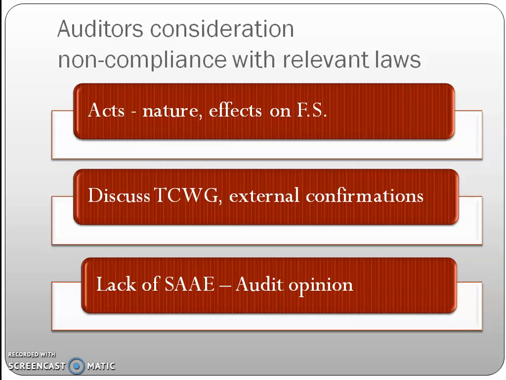If the auditor suspects that there may be non-compliance, the auditor shall discuss the matter with the management and those charged with corporate governance, and obtain external evidence through confirmation. In such cases, the auditor shall obtain sufficient appropriate audit evidence relating to the non-compliance. The auditor shall evaluate the effect of the lack of sufficient appropriate audit evidence on the auditor's opinion, so that if there is a non-compliance, the auditor shall report it.